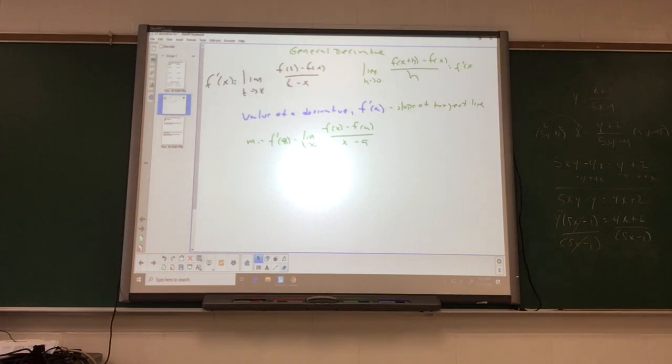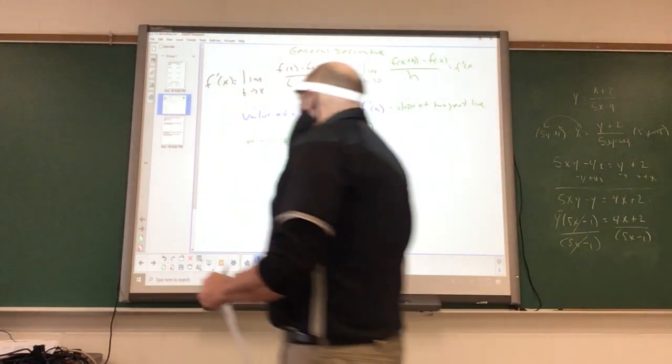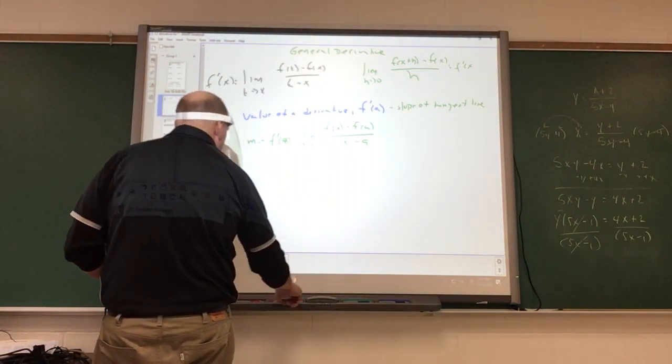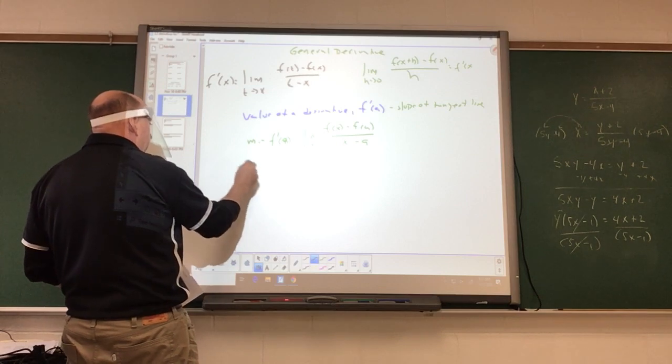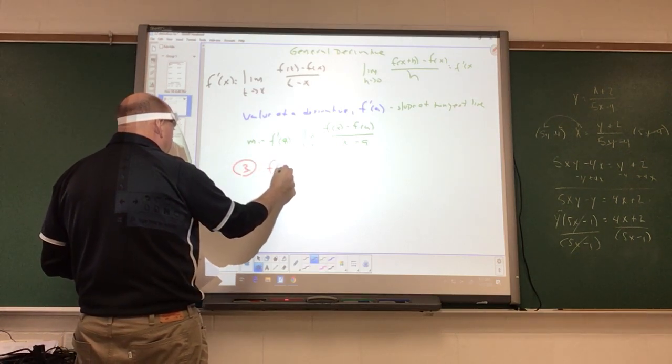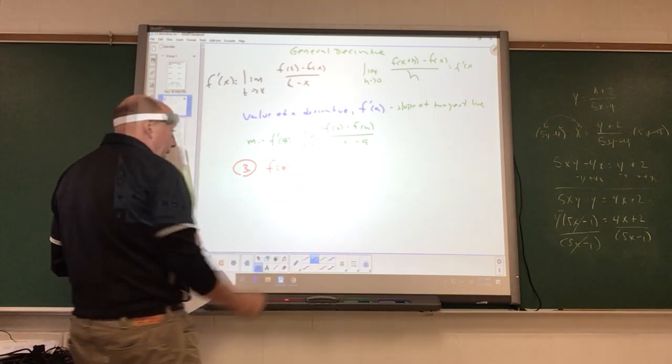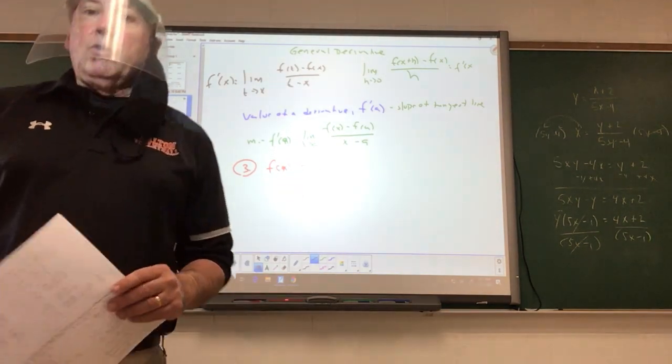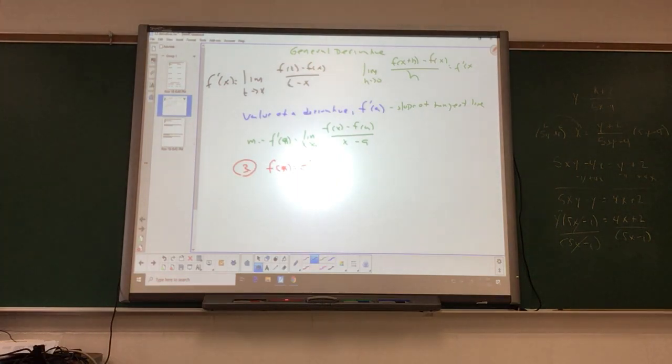Now, both derivative definitions, general derivatives, have merit. Sometimes you can use one, sometimes you can use the other. It makes it a little bit easier. If we look at problem number 3, I want to find the general derivative of f of x, or of e to the x. The general derivative for e to the x.